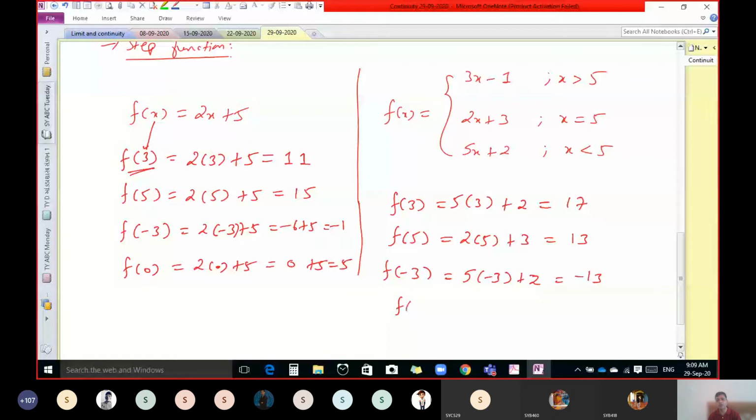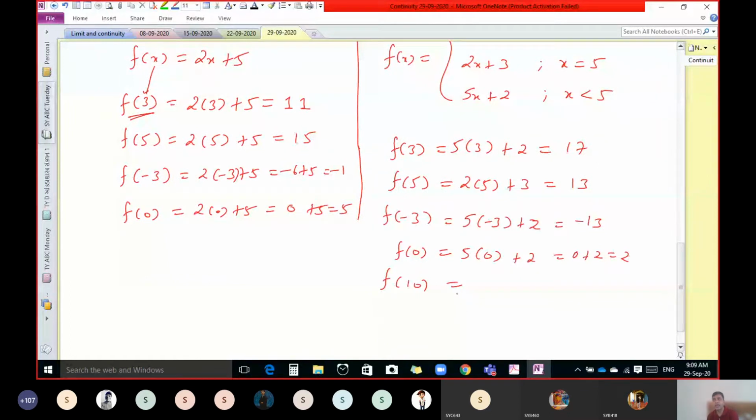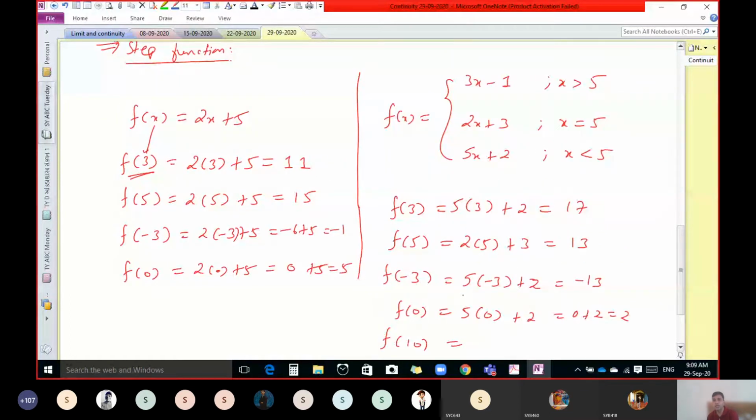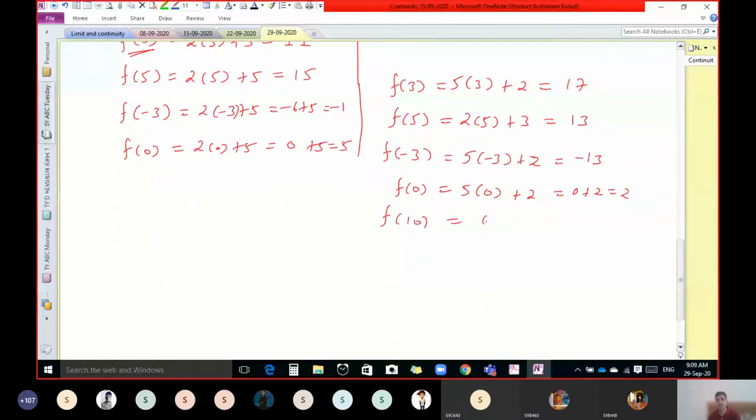Okay, where we have to put 0, f of 0? Third. Perfect. Once again third. 0 plus 2. Now f of 10. First, because now x is more than 2. So we have to put x equal to 10 in first function. 3 into 10 minus 1. 29.